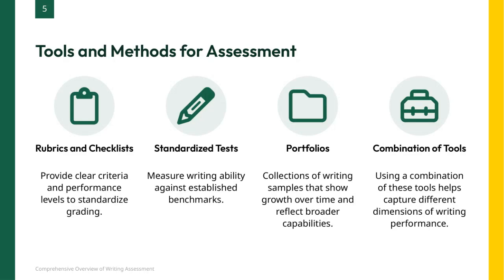When assessing writing, there are several tools and methods we can use to get a comprehensive picture of a student's abilities. First, rubrics and checklists are very helpful because they provide clear criteria and define different performance levels. This helps make grading more consistent and transparent. Then, we have standardized tests, which compare students' writing skills against established benchmarks, giving us measurable data.